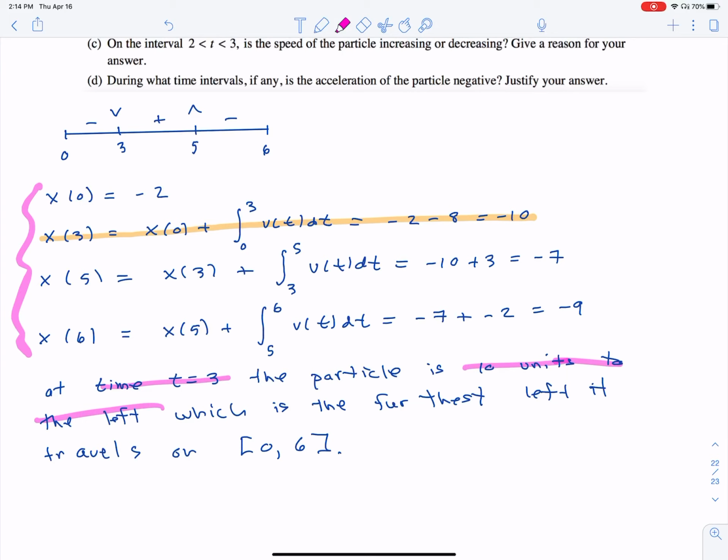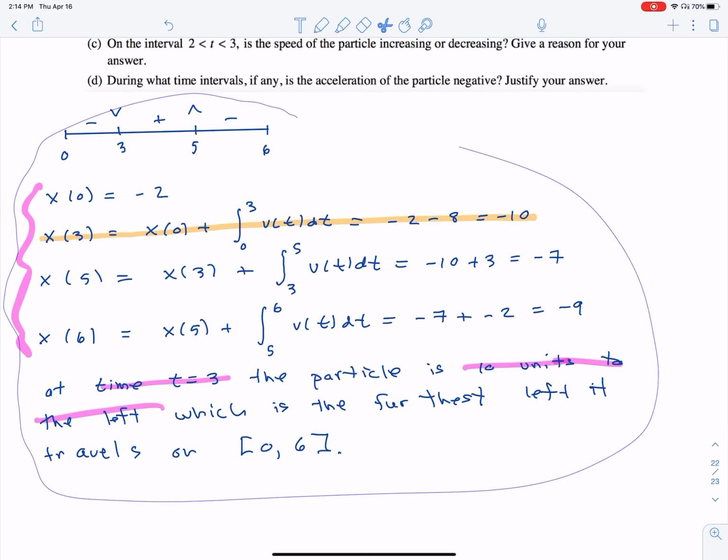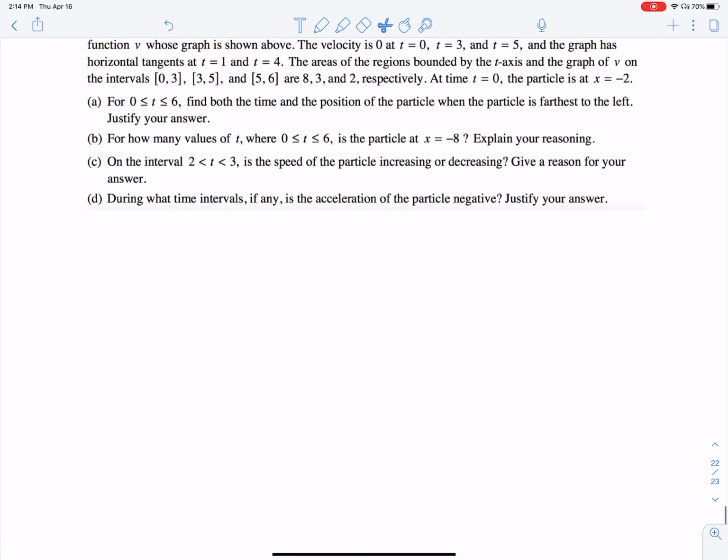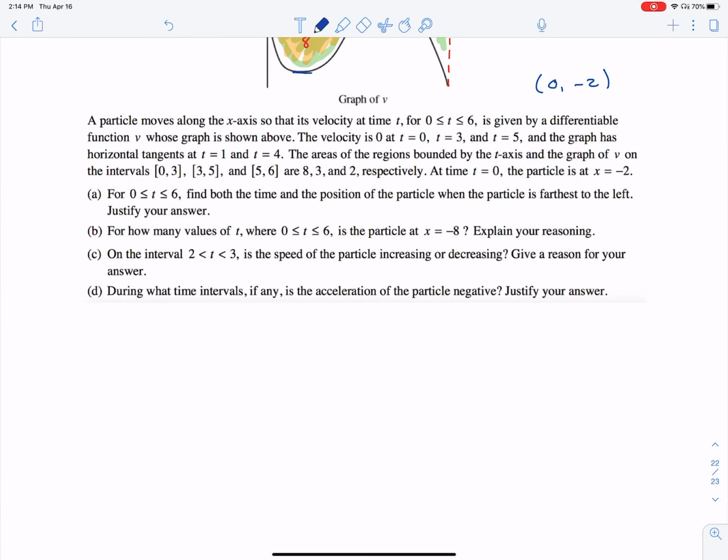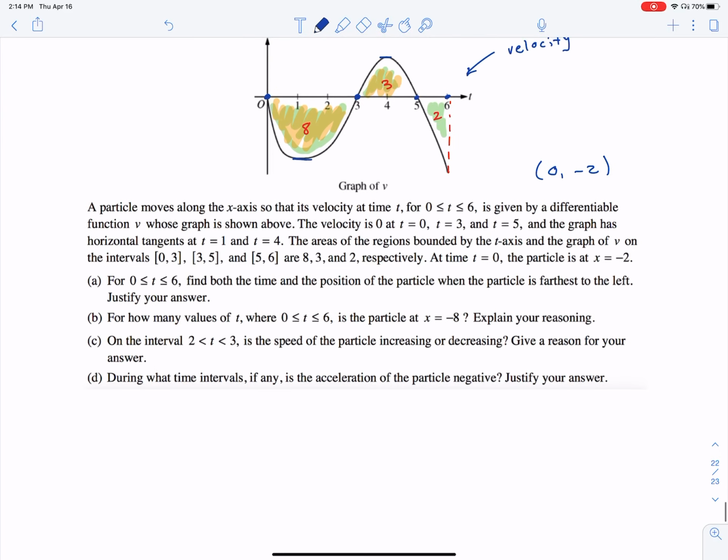Okay, let's move on to part B. I'm going to erase this so that I have some space. What do we got? Part B: for how many values of t from 0 to 6 is the particle equal to negative 8? Explain your reasoning.